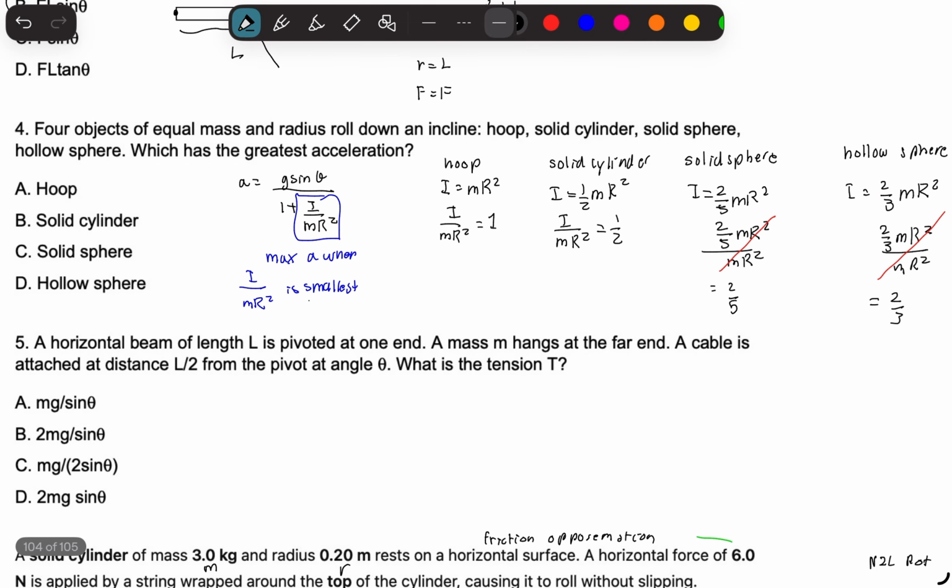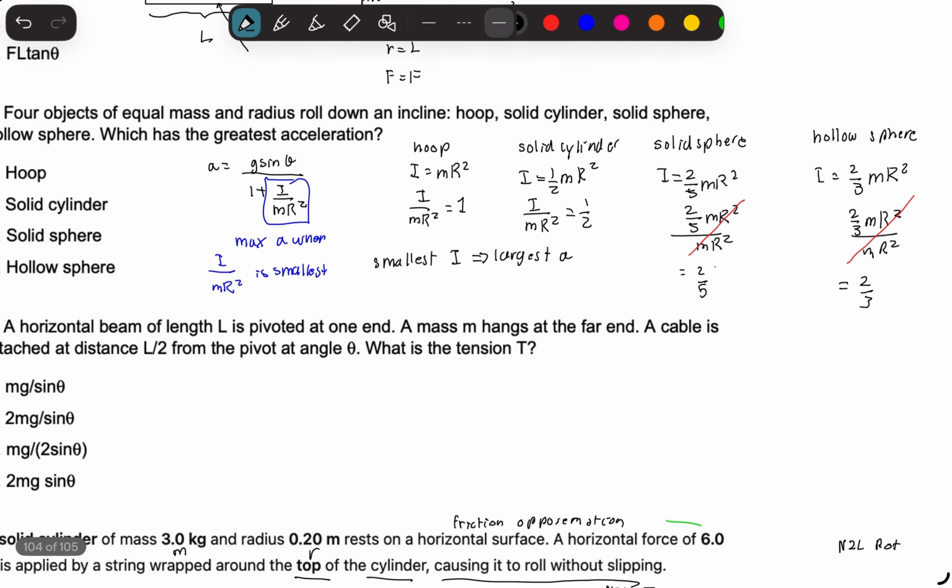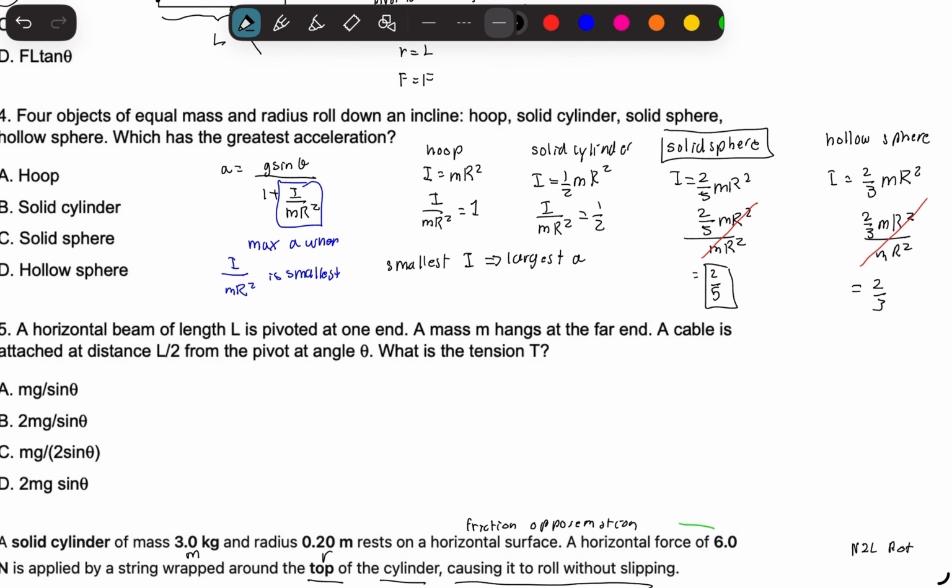So the smallest I is going to mean the largest acceleration. So our smallest is going to be when you're at 2 over 5, which is going to be when you have this solid sphere.